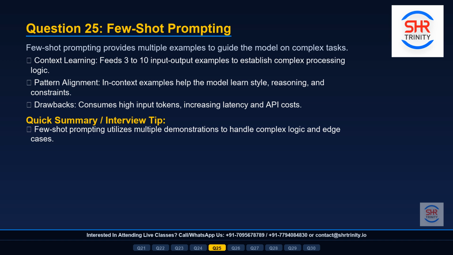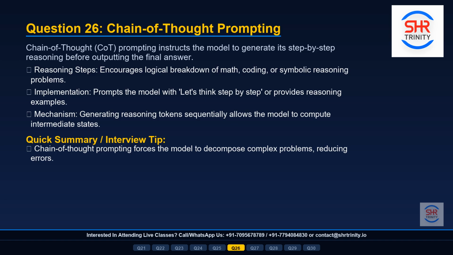Question 26. What is chain-of-thought prompting? Chain-of-thought prompting is a highly effective technique designed to improve a model's performance on complex reasoning, mathematical, or logical tasks. In standard prompting, the model is asked to output the final answer directly, which often leads to errors because the model does not have enough computational steps to resolve the logic. By instructing the model to think step by step, we force it to generate its reasoning path in writing before outputting the final answer. This sequential generation of reasoning tokens acts as a working memory, allowing the model to compute intermediate steps and verify its own logic, leading to more accurate results.